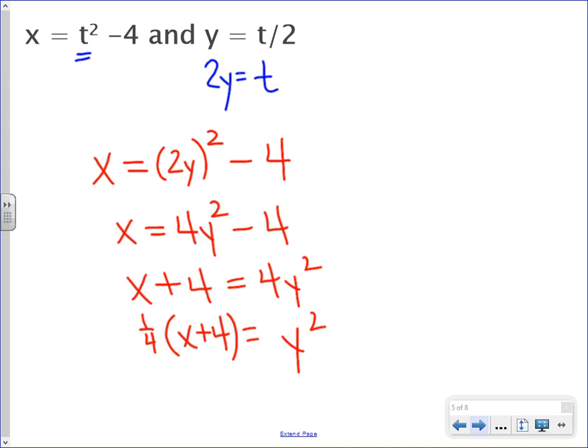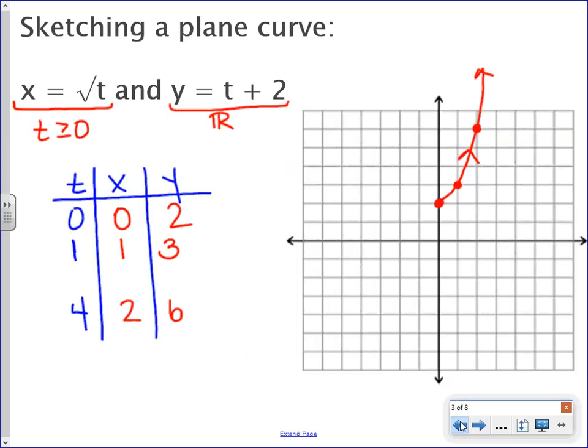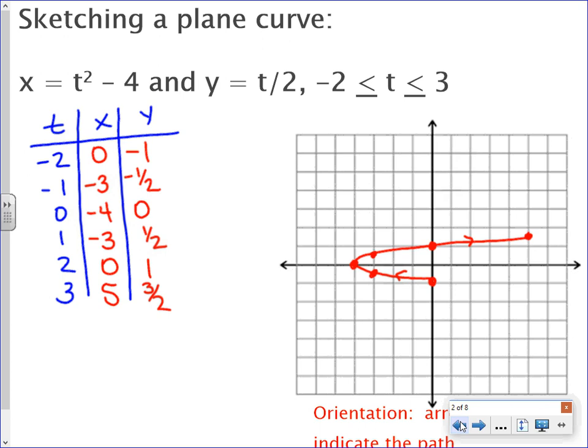It's opening to the left, and it's really super skinny because we have that 1/4 as our coefficient. Okay, which matches this graph that we have right here, right? Okay, those two would be the same.